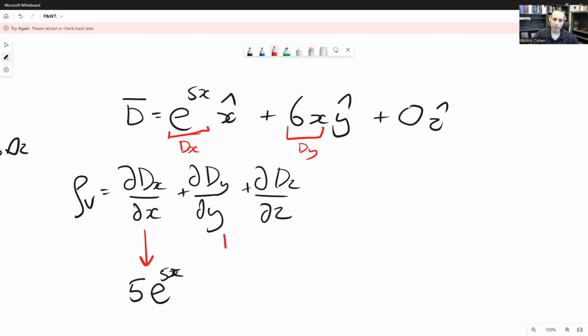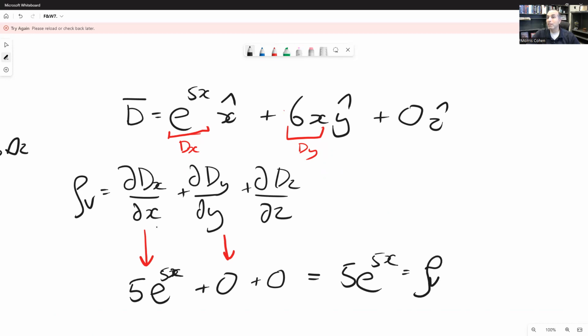So the next step is the derivative of Dy with respect to y. And since there is no y in there, it's a constant, so it just becomes 0. And then, of course, Dz is already 0. So our answer is going to be that 5e to the 5x equals our charge density. So you give me any location, x, y, and z, and I can tell you what the charge density is throughout this space that we've measured things.